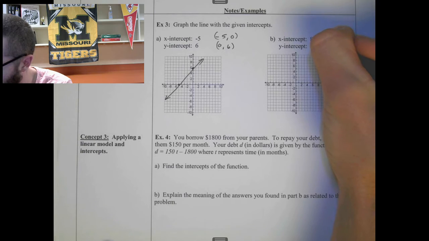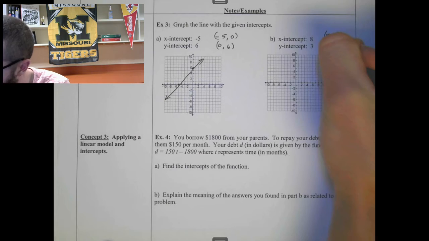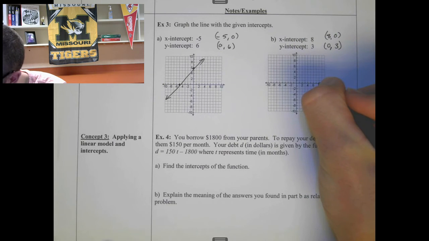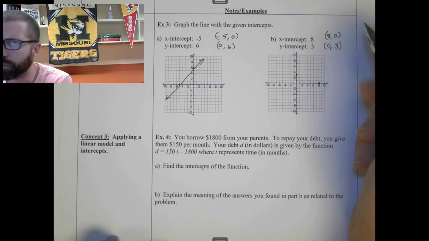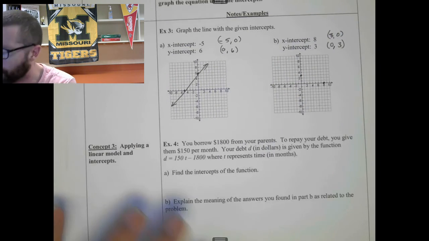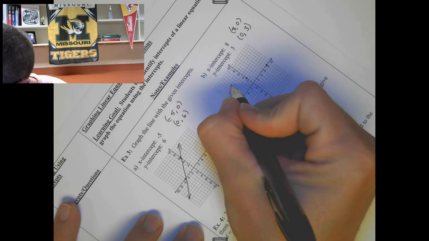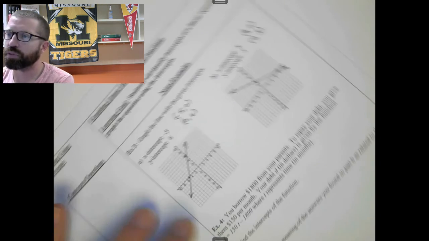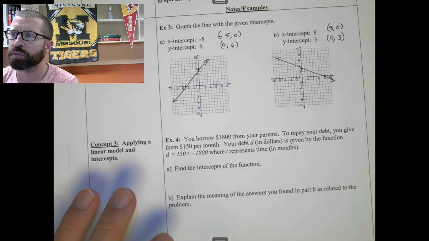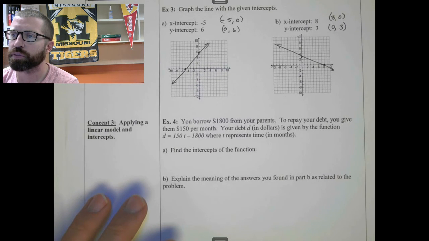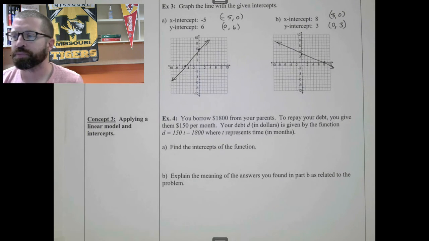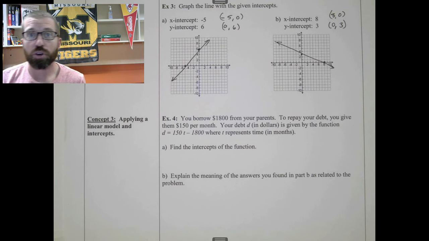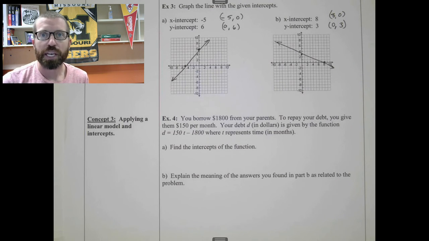The x-intercept would be x is 8, y is 0. The y-intercept would be x is 0 and y is 3. I think I said that right, y-intercept. I'm going to turn this so I can draw it a little better. And there we go.